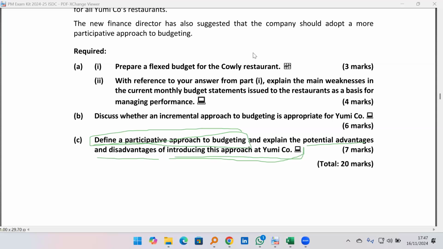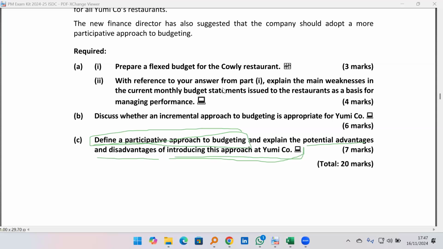Just to take you back to the previous one on incremental budgeting. While we conclude, because they're asking us to discuss whether or not incremental approaches to budgeting are appropriate, what would that conclusion sound like? I know we had pointed out from the scenario the new competitor coming, but just help me phrase what that would look like.